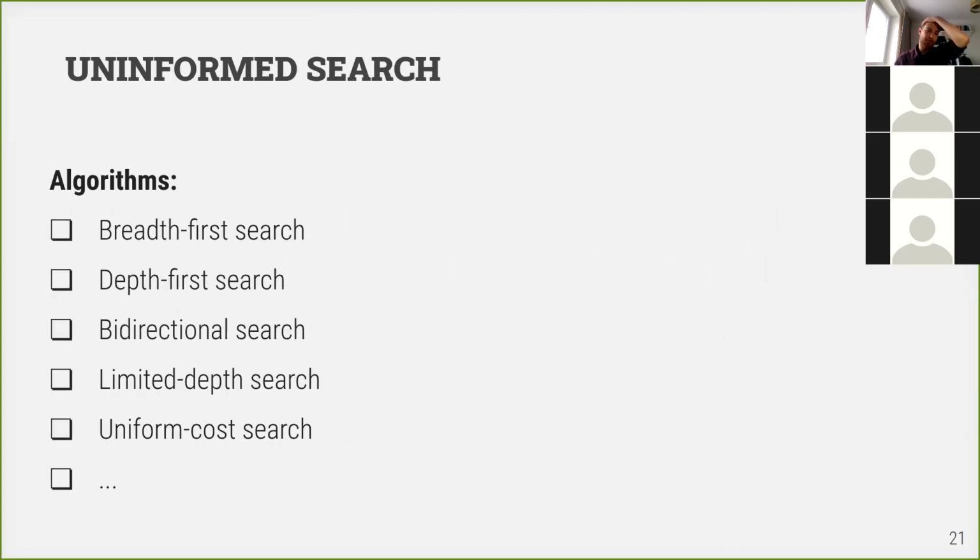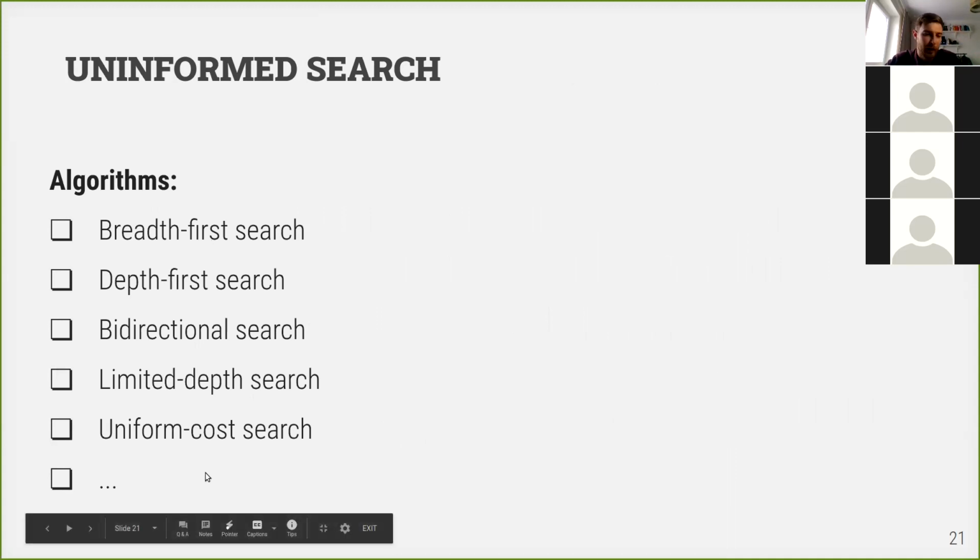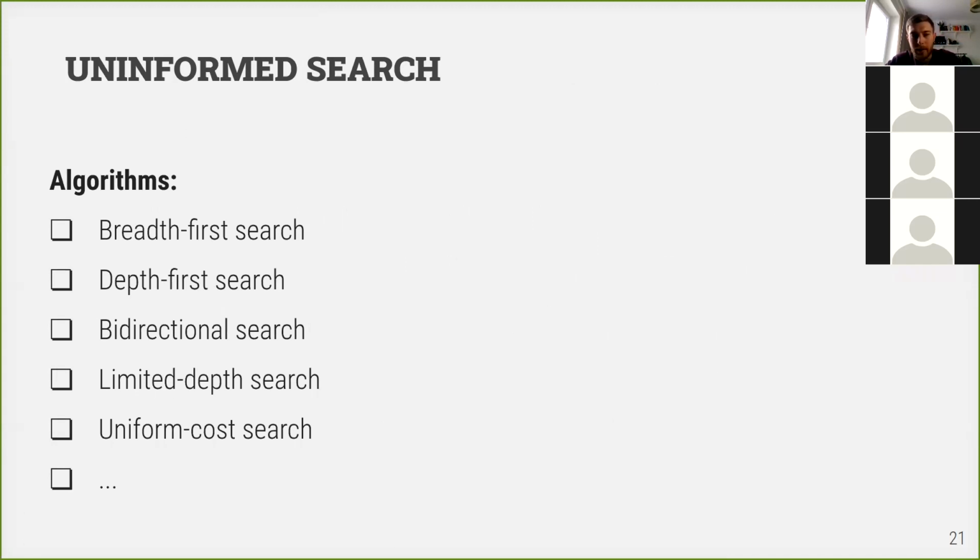So there are many algorithms of uninformed search, and I hope you know some of them. There is breadth first search, depth first search, bidirectional, limited depth, uniform cost search, and many. There are many graph algorithms known. They all have different complexity. They are all optimal in different situations. So this is a big separate topic of discussion.